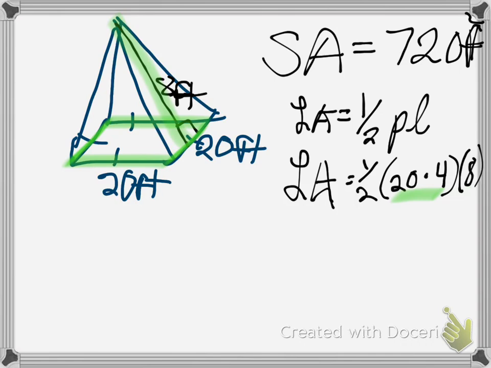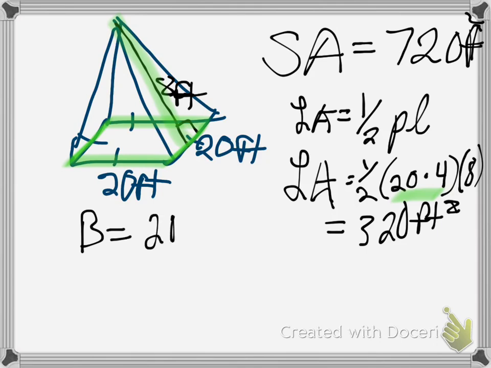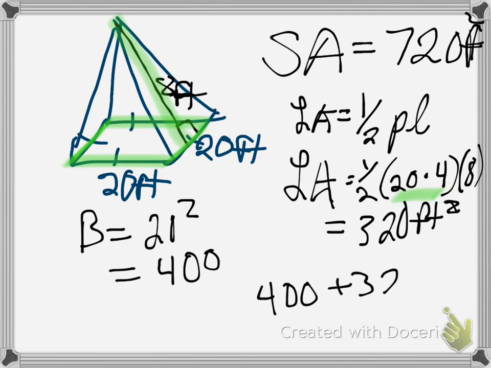Okay, so 20 times 4 times 8 times 1/2. You have your lateral area is 320 feet squared. You should have found the area of your base. Your base is a square, so 20 times 20, or 20 squared, is 400. You're going to add these together, 400 plus 320, so that's 720 feet squared. All right, moving on to the next example.